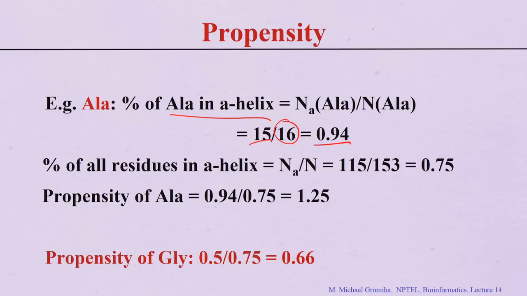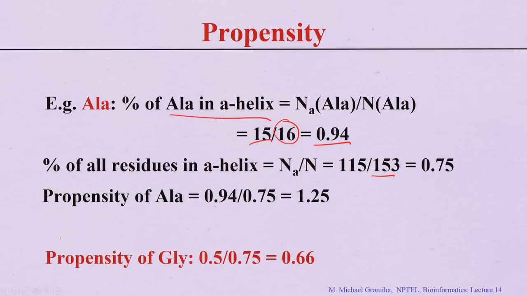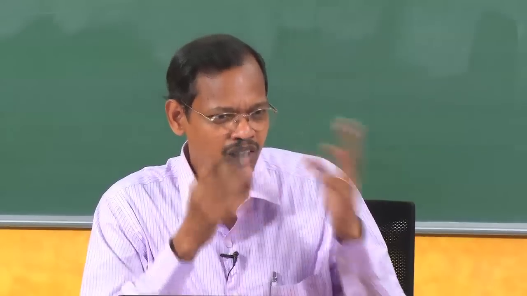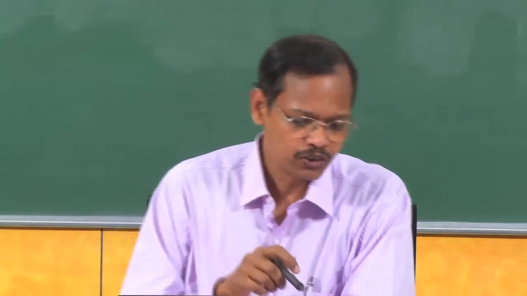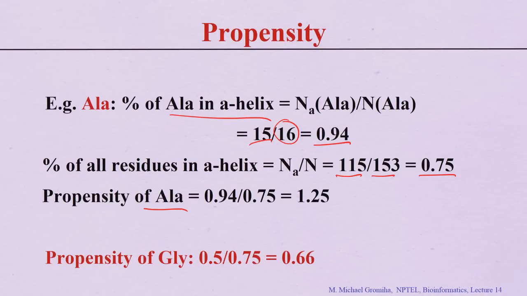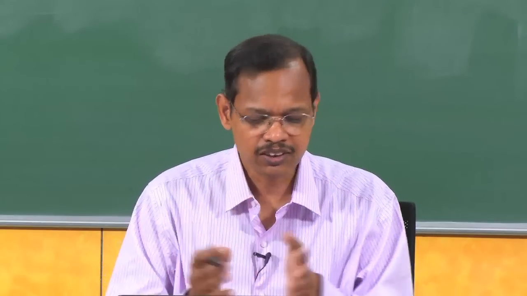Then take all the residues in alpha helix. In this case, you can see 153 residues: 50, 100, 150, 153. Out of 153, 115 are in alpha helix, so that is 0.75, 75% of the residues in alpha helix. Now, for any residue to be preferred in alpha helix, the value should be more than 1, more than 75%, because the whole protein is 75% alpha helix. So the propensity of alanine is 0.94 divided by 0.75, which equals 1.25. The value is more than 1, so you can say this residue prefers to be in that particular secondary structure, in this case alpha helix.